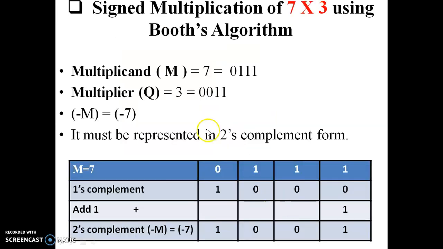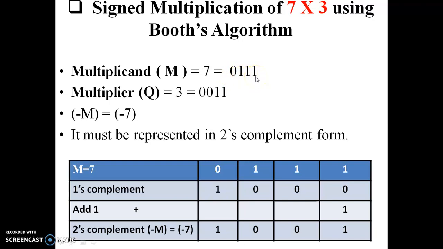Now let us take one example, where you want to perform signed multiplication. We will take two positive numbers, that is 7 and 3, which is simple. The next example I want you to solve is 7 into minus 3. I am taking an example to solve with both numbers positive. So see, the multiplicand is 7. First we have to take its binary equivalent, so here 0, 1, 1, 1.